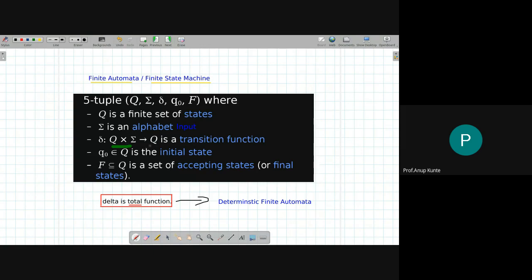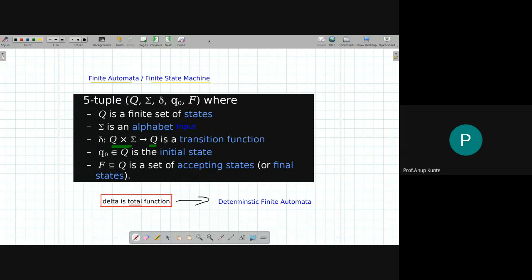Okay. Now whenever I'm defining this function delta, what I'm doing is I'm selecting one pair of this set and mapping it onto one of the things in the set Q. So what is set Q? Set Q is the set of states. Okay. So I'm doing a mapping between Q cross sigma, which is a two-value tuple, onto a single state. This is what I'm trying to do. I'm trying to achieve a mapping.